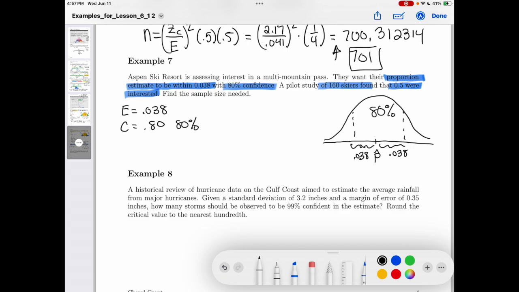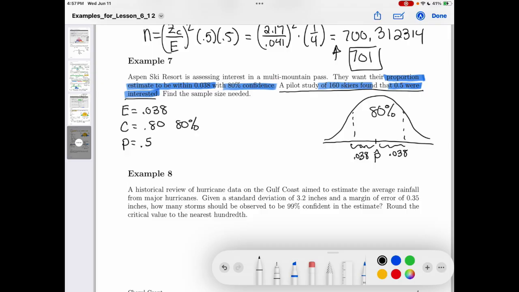Now we're told that we have a preliminary study. It says that our preliminary value, our proportion, is 0.5. So in this case, we do know what our p value is. It's 0.5. Let's see, what else do we have here?